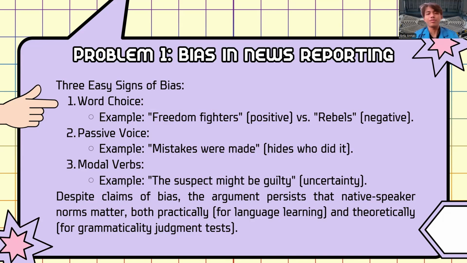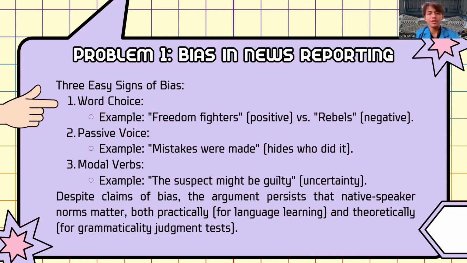The second is passive voice. For example, mistakes were made. Who made the mistake? We don't know who made the mistake. So passive voice can be used to hide the blame or responsibility of one side. And next, modal verbs. For example, the suspect might be guilty. This shows the possibility of accountability. So even if you don't have proof, this phrase already gives a negative image in the reader's mind: this suspect might be guilty.